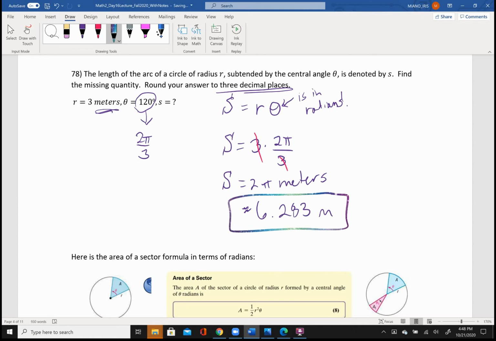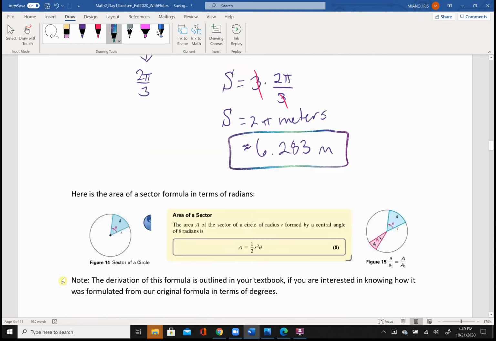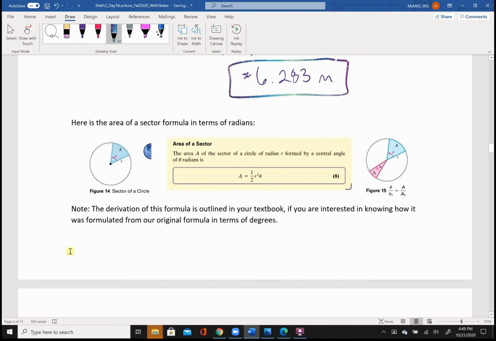Okay, now whenever we talk about arc length, which is a portion of the circumference of an entire circle, it usually follows that we talk about the area of a sector, which is the area of some portion of that circle.